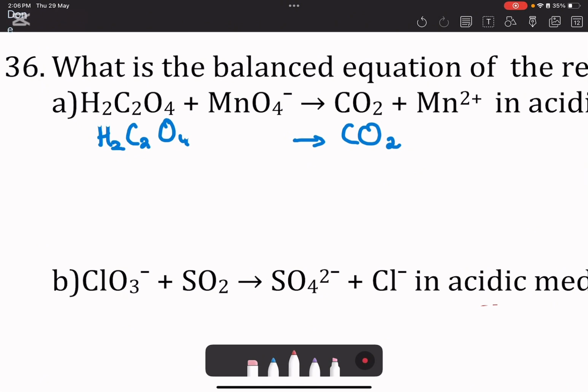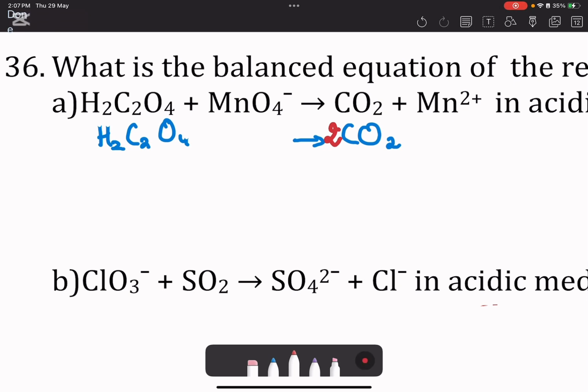First, you balance the atoms that are not H and not O, which is C. I have here 2 carbon and I have here 1 carbon. To balance the atoms, you add coefficients. You balance them by adding coefficients. So 2 carbon versus 1 carbon, I'm going to add the number 2 over here. So I balanced the carbon.